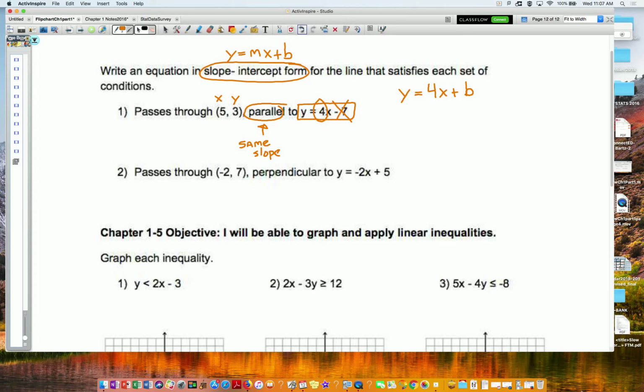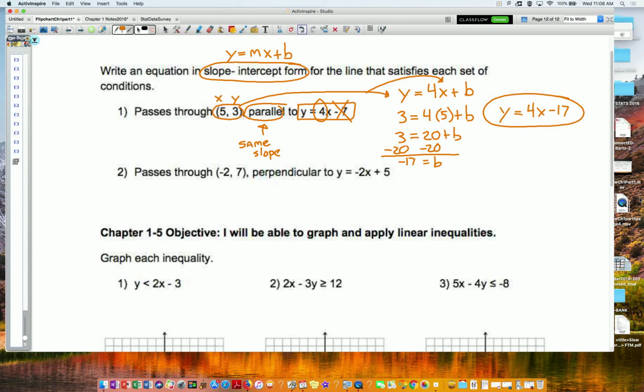So now this is where this point comes into play. 5, 3, plug them in for the x and y values to help you solve for b. So, 3 equals 4 times 5 plus b. So 3 equals 20 plus b. Then I can subtract the 20, and I get b to equal negative 17. So then what that tells me is now I have my slope, I have my y-intercept, I write the equation at the end, y equals 4x minus 17.